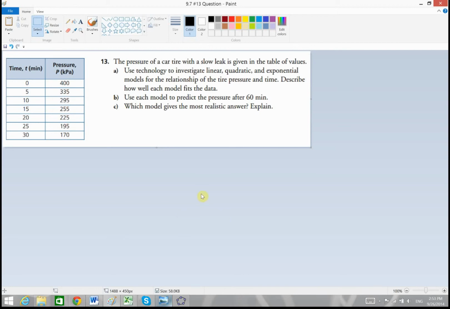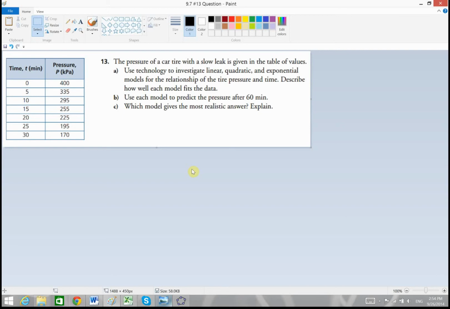We are going to do an example of regression. This is number 13 from your textbook. The pressure of a car tire with a slow leak is given in the table of values. Use technology to investigate linear, quadratic, and exponential models for the relationship of the tire pressure and time. Describe how well each model fits the data.